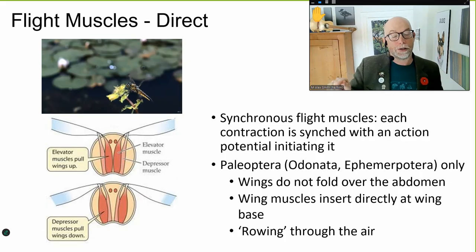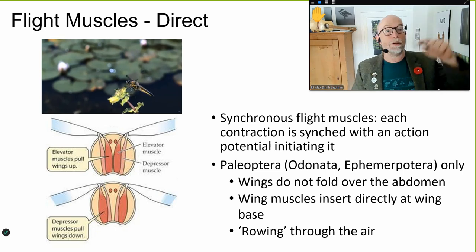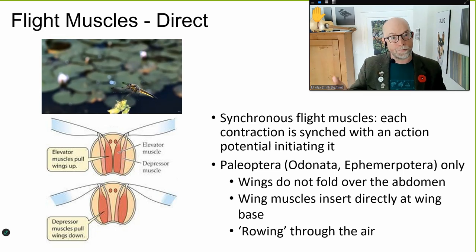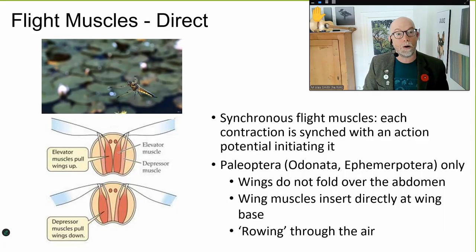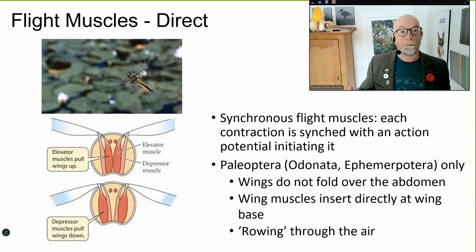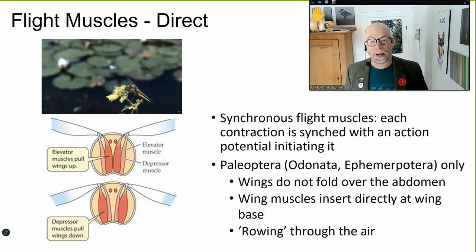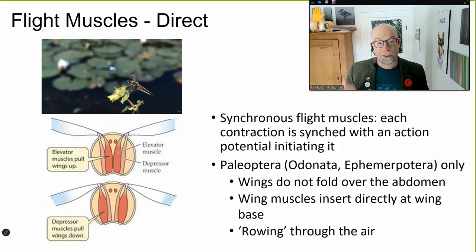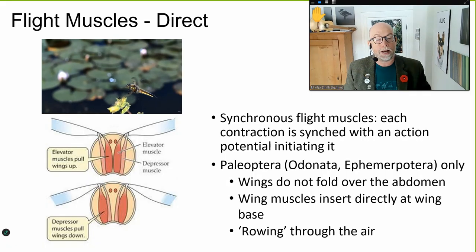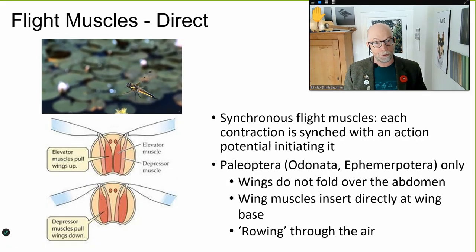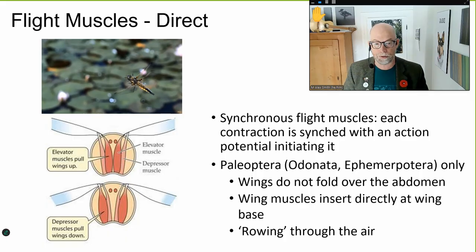But from the lineages that first did it versus all of the lineages that now do it, we've seen different strategies in terms of how the muscles power the flight. So for the odonates, like this dragonfly that's taking off here, we see synchronous flight muscles. So each contraction is synced with an action potential that initiates it from the central nervous system.